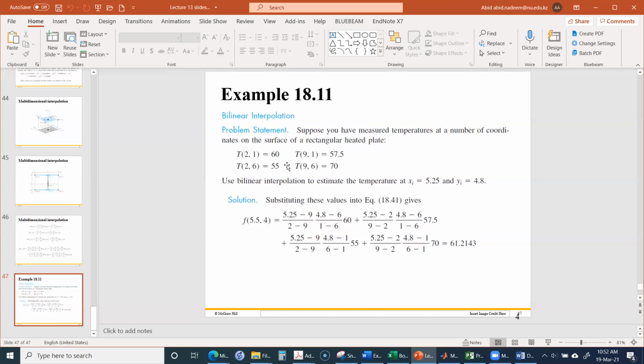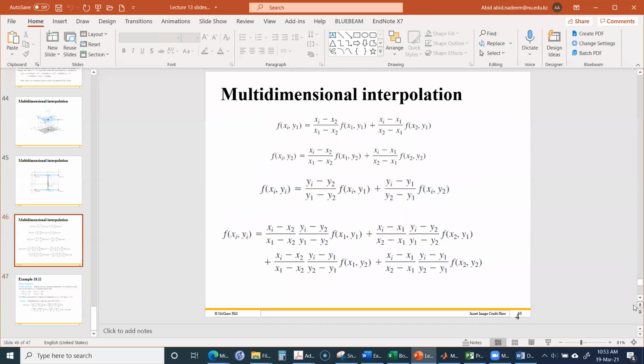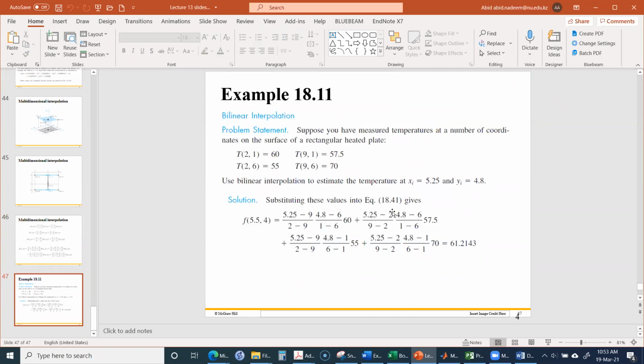What you can do is first interpolate between 60 and 57.5 with linear interpolation. Then you can interpolate between 55 and 70 with linear interpolation. Since we have obtained these 2 points, we can interpolate between them as well, and then you get the final answer. Or otherwise, you can just input these values into this very long formula, which is not very easy to remember. Both approaches can be used.